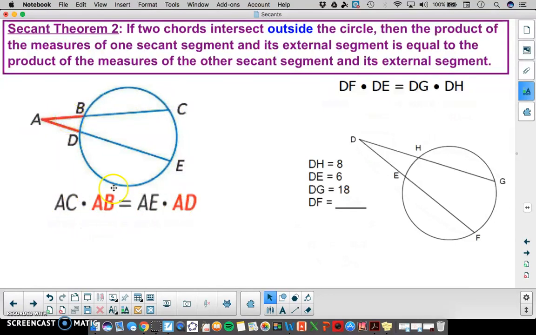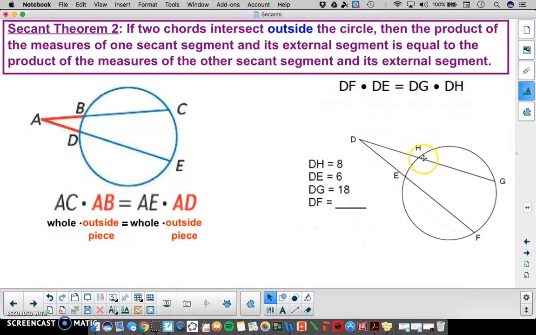So what we have is this little formula here where AC is that whole secant segment and AB is the part of that secant that's outside the circle. So we have whole times outside piece is equal to the other secant segment, which is AE, that's the whole, times its outside piece, which is AD. So we'll have whole times outside equals whole times outside.